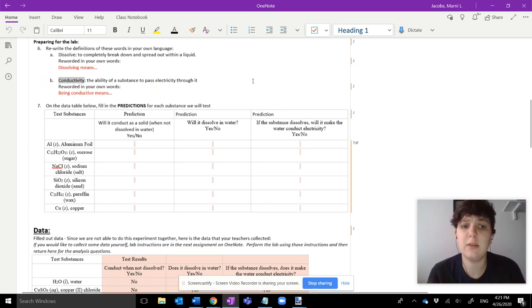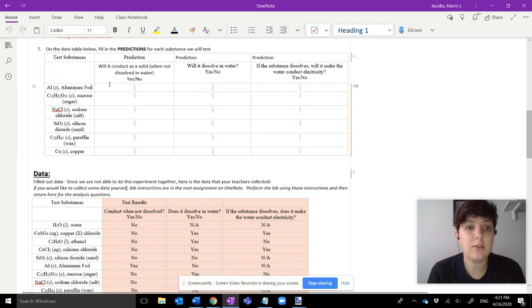Conductivity means the ability of a substance to pass electricity through it. So in the video that you watched above, I think you would have seen some conductivity happen where electricity can pass through that water and make it part of a circuit. There's a data table here. These are some of the things that we're going to test to see if they dissolve and to see if they conduct.